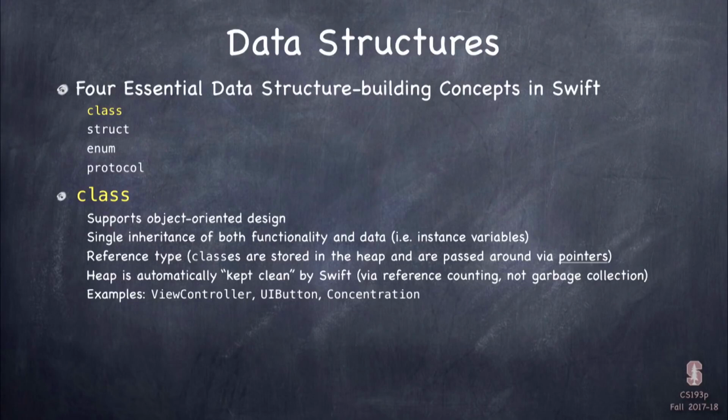So a class, as we know, supports object-oriented design. It has single inheritance of both functionality and data. You inherit the data, your stored vars get inherited, as well as all your methods and stuff. It's a reference type, lives in the heap. Now, one thing we didn't talk about, though, is that a class lives in the heap. When does it get cleaned up out of the heap? And how does that happen?